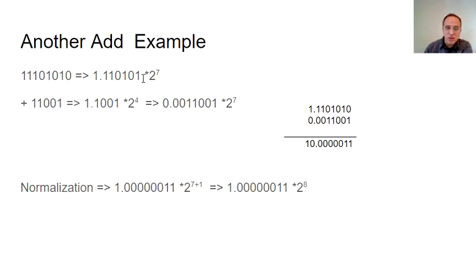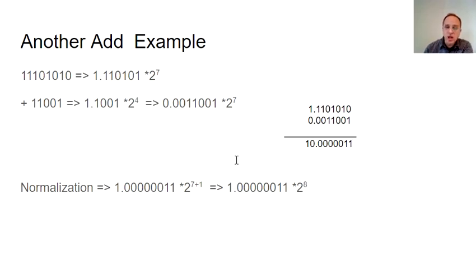So now I've got my nice numbers, times 2 to the 7th and times 2 to the 4th, but I need to equate the powers of the 2. I need to change it to a 7. If I want to change it to a 7, I'm going to need to move the decimal place 3 to the left. So it becomes 0.0011001 times 2 to the 7th. Now I have two equivalent numbers, they're both times 2 to the 7th. I can put them one over the other and add them together. And I'm going to get 1, 1, and I'm going to get 1, 0, and that's my number.